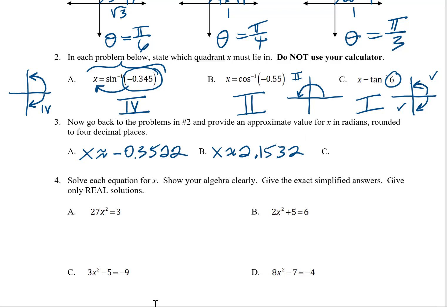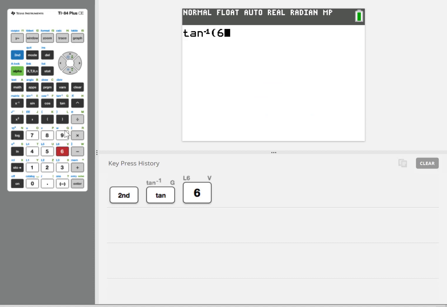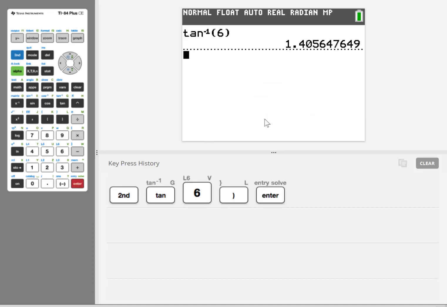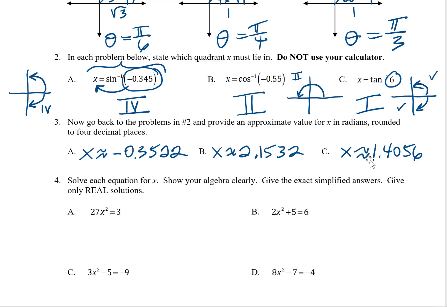Finally, part C, tangent inverse of 6 comes out to be 1.4056. That value is a little below 1.57, which means it's below pi over 2 and located in quadrant 1.